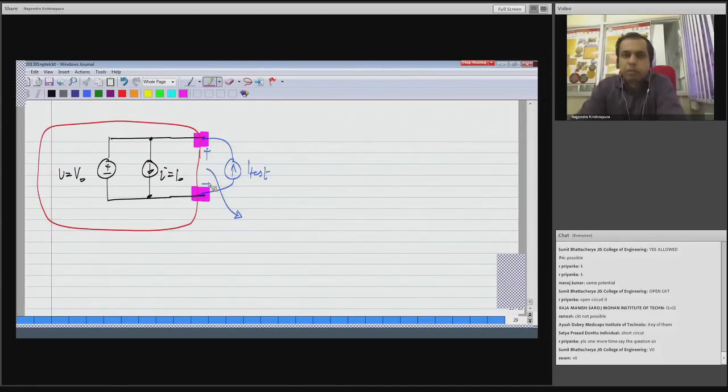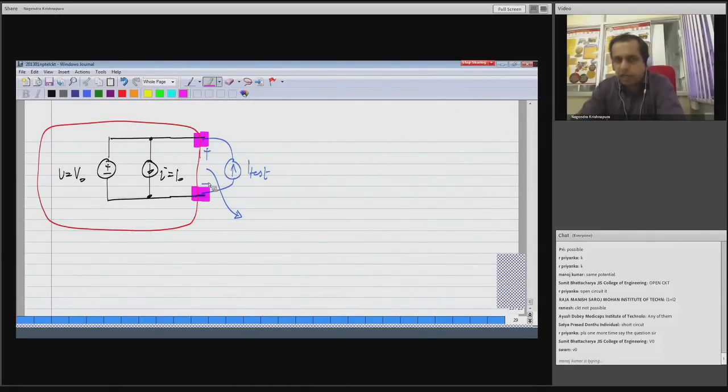Now, the way to determine what any electrical two-terminal element looks like is to either apply a voltage and find the current, or apply a current and find the voltage, okay? So, in this case, I have applied the current I-test and I am asking you to find out what the voltage developed is. So, what is the answer?